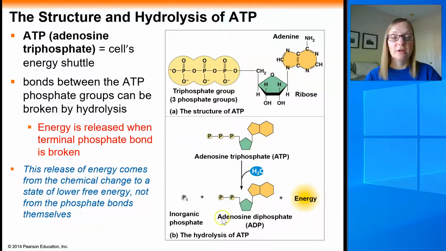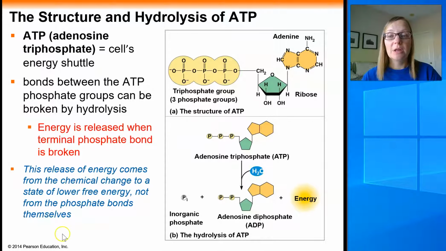Why is it an exergonic reaction? Well, let's think about this. If you were to cut right here, you are removing two of those negative charges from this tail. What you're doing is increasing its stability, and therefore you're decreasing its energy. And that energy, again, has to go somewhere. You can't create it, can't destroy it. And so it's released from the chemical reaction.